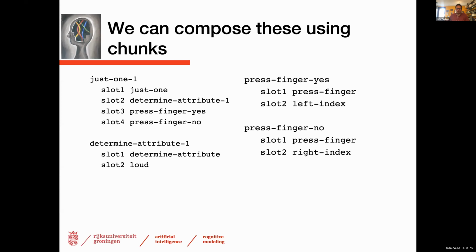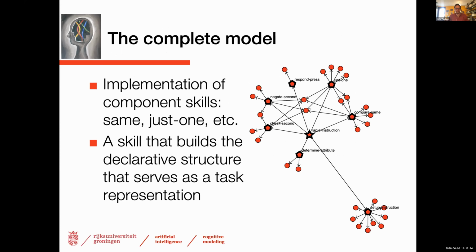So the only thing the model needs to do when reading the instruction is create these 4 chunks. This is, of course, assuming that it already has the prerequisite skills, otherwise it cannot do that. So it needs a skill for just one, it needs a skill for determine attribute, and it needs a skill for press finger. And it looks a little bit like this. So it has these implementations for the component skills. And of course, it also needs a skill to build the declarative structure that serves as a task representation.